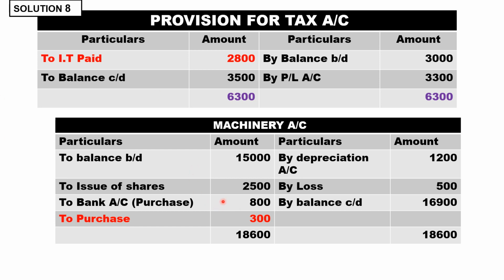So three purchases are made. One purchase is through issue of share, another purchase by cash, another purchase by cash. So two machines are purchased by cash.